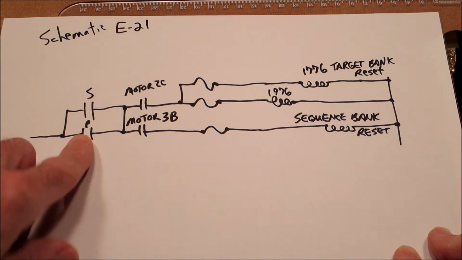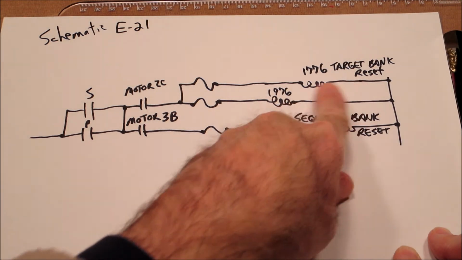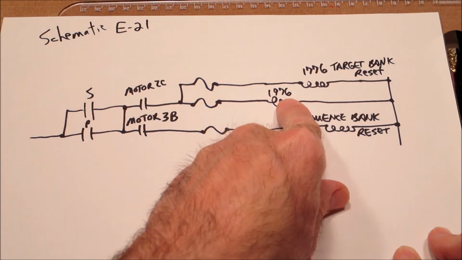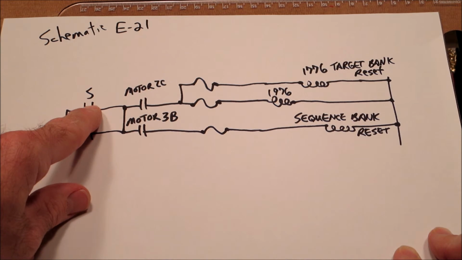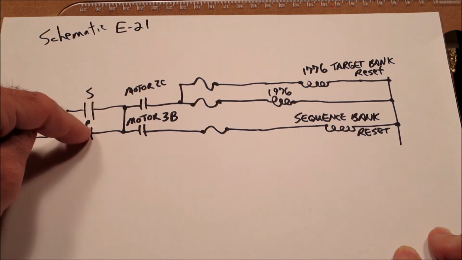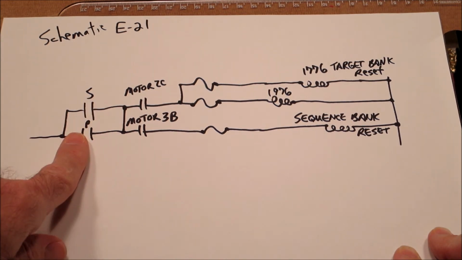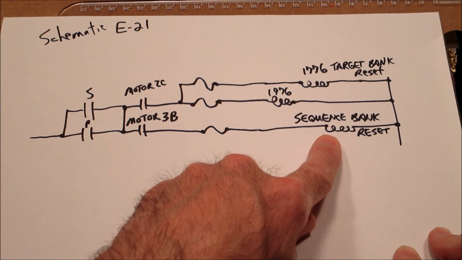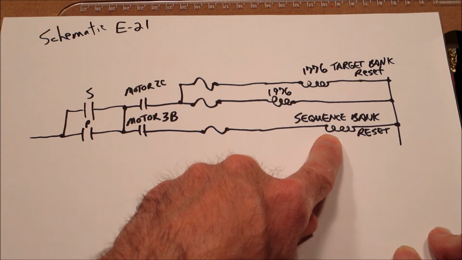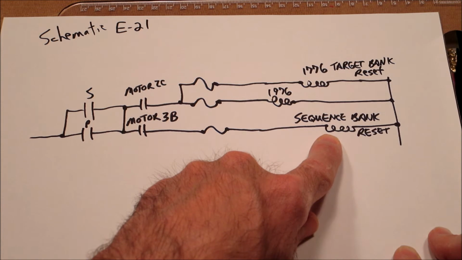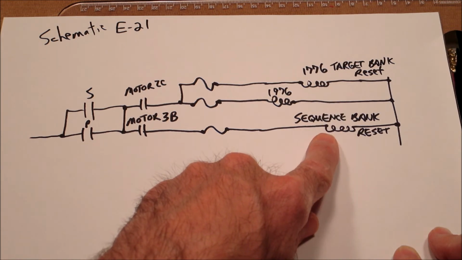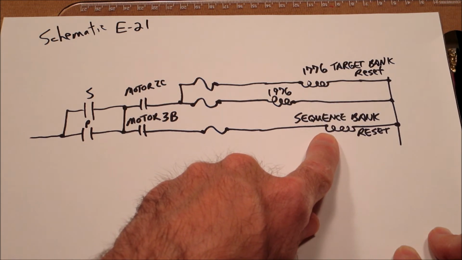So what happened was the target banks, either 1776 or 1976, could not reset because this P switch was always open. And I didn't notice it, but I'm guessing that the rollovers, if we would have triggered some rollovers, the star rollovers would have stayed lit because we could never reset the sequence bank either.